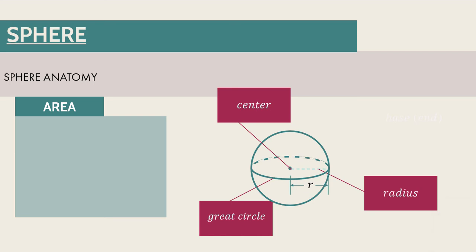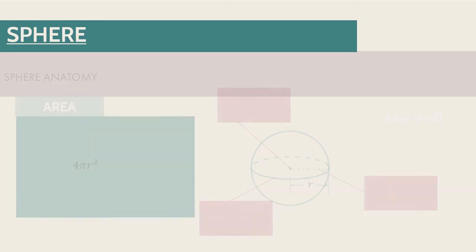Now we will come to the area of the sphere. Simply 4 pi r squared. Easy to remember, right? 4 pi r squared. Again, we will not prove this.